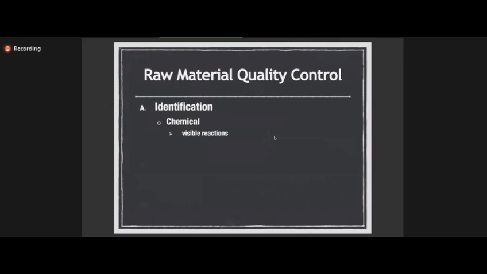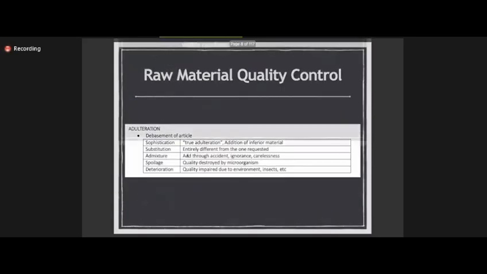You can't expect a good product if the materials or ingredients you used are substandard. So first, we have to perform identification tests, no. Identification tests could be chemical, physical, and biological. So first, let's do chemical. Chemical involves visible reactions: precipitation, color change, evolution of gas, or any specific identification reaction. So based on a chemical reaction, that is our chemical type of identification method.